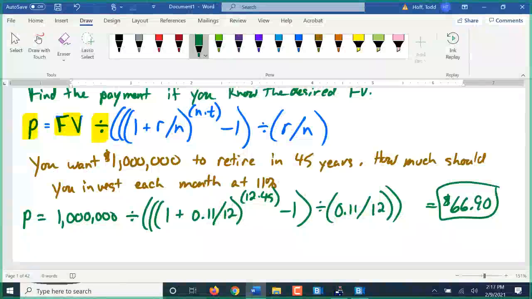To me, that's a pretty significant number. I really think if you knew that would make you a millionaire in retirement, coming up to 66. So something to keep in mind.